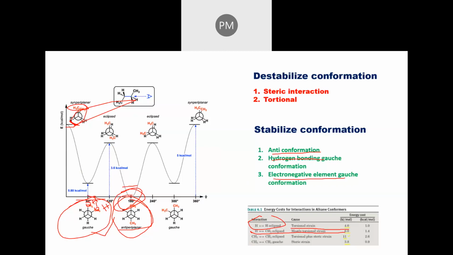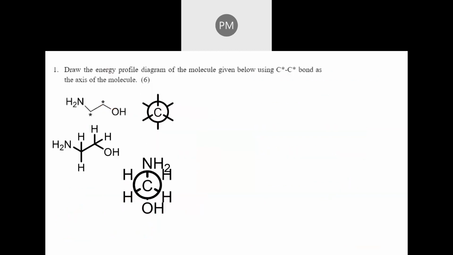And also, if there is some electronegative element, like if we place fluorine here, or chlorine, bromine, anything, and there is hydrogen, then there is a chance of sigma to sigma star transition. For that sigma to sigma star transition, our gauche conformation will also be stable. So for sterically crowded groups, the anti-conformation will be stable. If there is a possibility of hydrogen bonding, the gauche conformation will be stable, and if only an electronegative element is present in our molecule, then the gauche conformation will be stable.